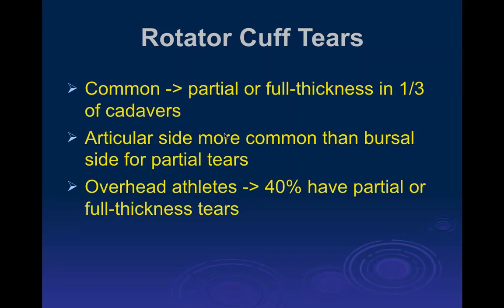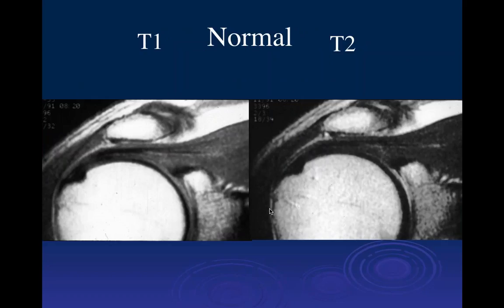Okay. So in cadavers, what we see is actually the articular side is more commonly involved than the bursal side, and therefore this led people to realize that impingement is not the primary cause of rotator cuff tears. And what they also found in overhead athletes, and this was not part of the cadaver study, 45% of overhead athletes who have MRIs have partial or full thickness tears. So it's clear that overuse is a significant degenerative disease in older people. Overuse in athletes are the primary causes of rotator cuff tears.